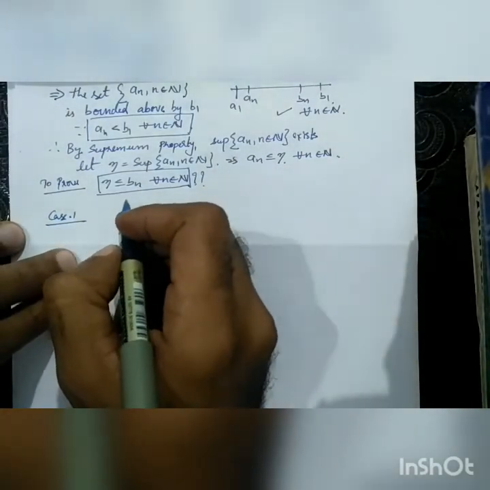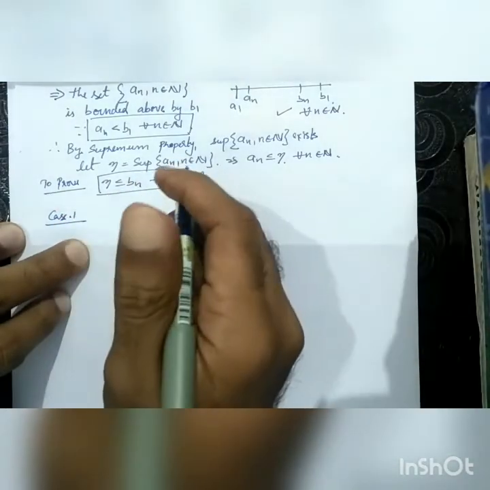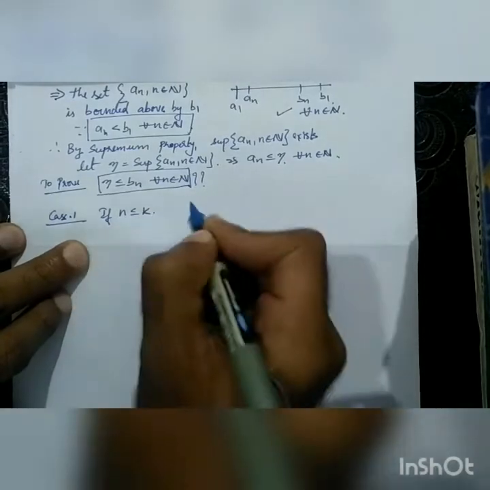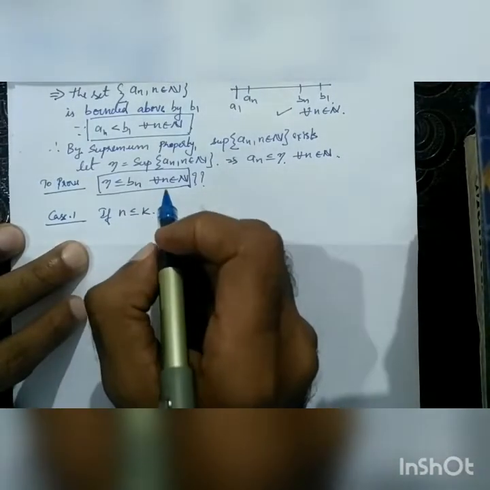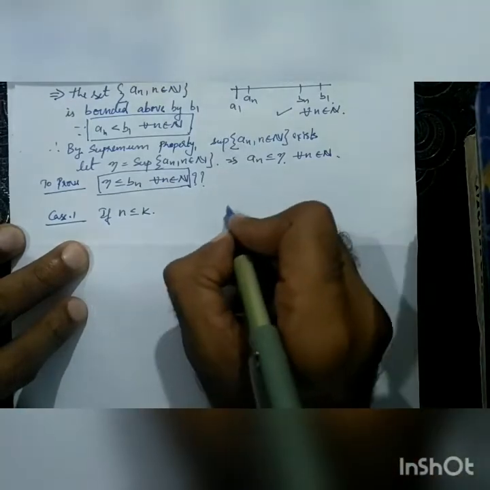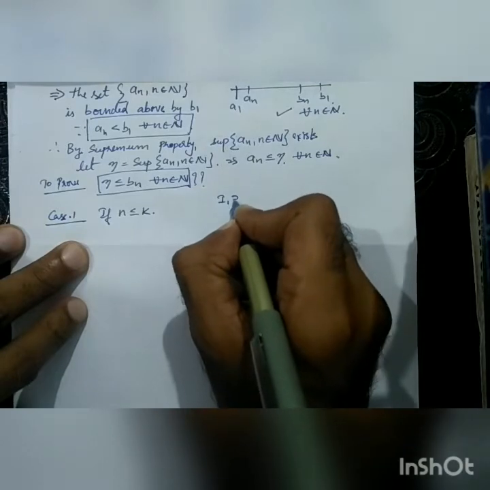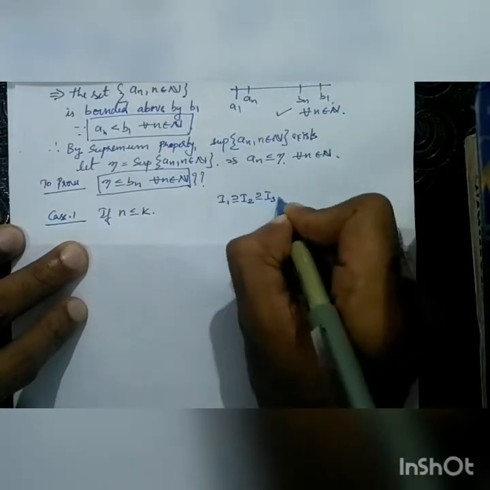Okay, case one has, if n is less than or equal to k, where n and k are both natural numbers. See, this is a nested sequence of intervals. So what did we see there? It was like this: I1 will be containing I2, will be containing I3, etc.